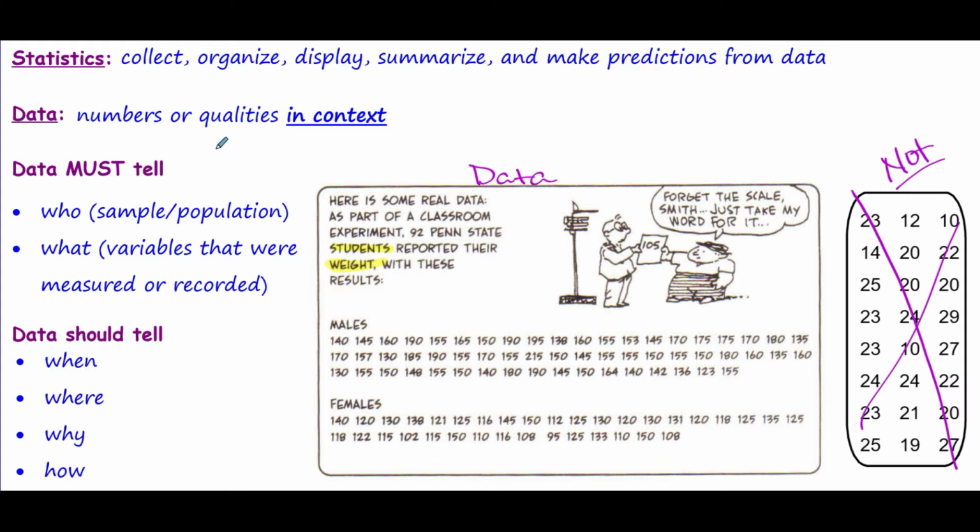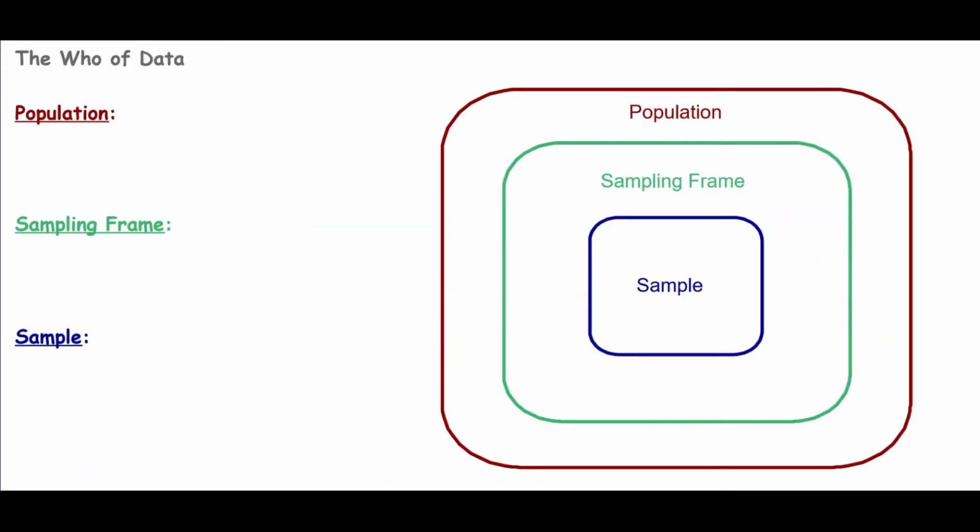Ideally, we would also like to know from data when, where, why, and how. So for example, with the data on the Penn State students' weight, we don't know when this data was collected. We do know that it was collected at Penn State. We don't know why it was collected. The graphic is talking about student self-reporting. That's important to know, because if people are self-reporting their weight, it is perhaps not as accurate as if each individual were weighed.